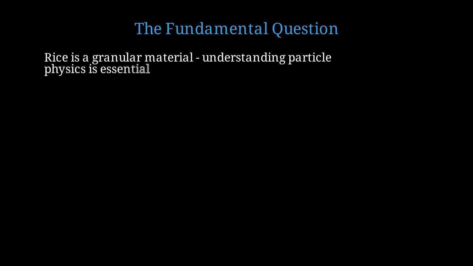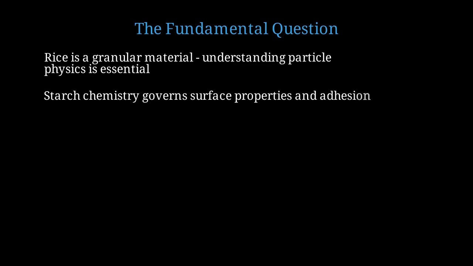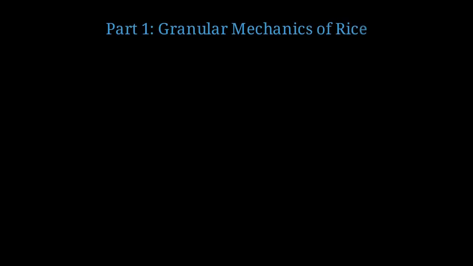First, we must recognize that rice is a granular material. Each grain is a discrete particle, and the bulk behavior emerges from interparticle interactions. This falls under the domain of granular mechanics, a fascinating branch of physics. Second, rice grains contain starch polymers that undergo dramatic transformations during cooking. These transformations create adhesive forces between grains through gelatinization and retrogradation processes. Let's begin with granular mechanics.